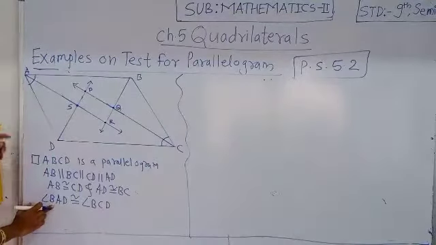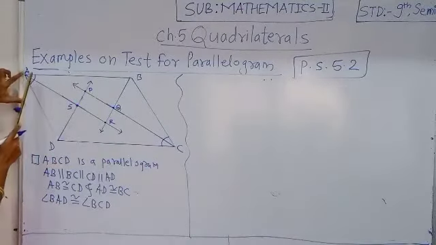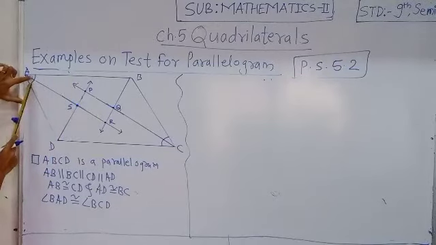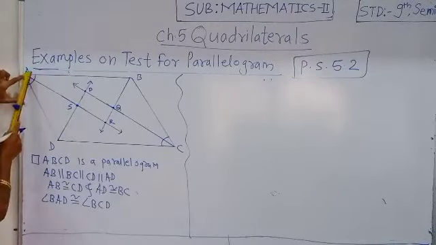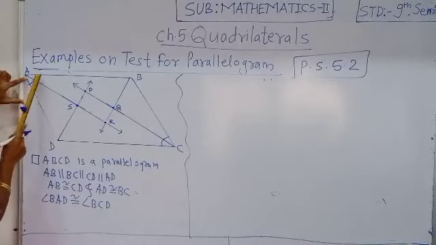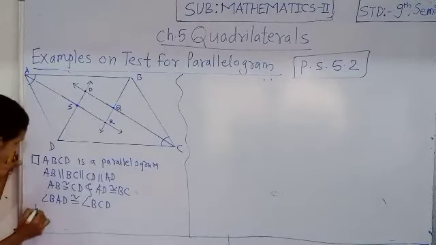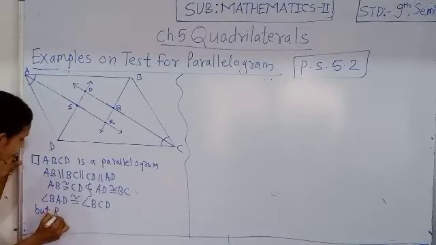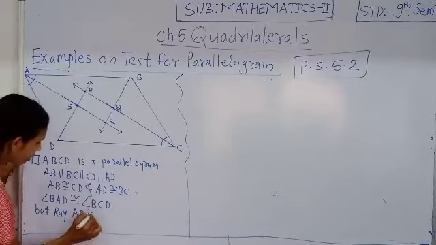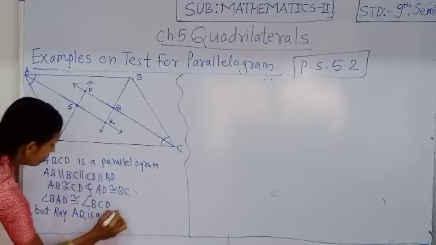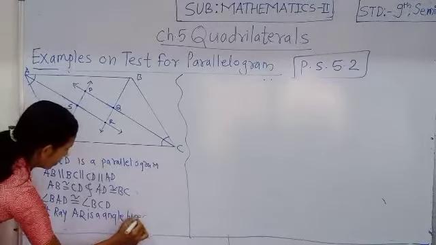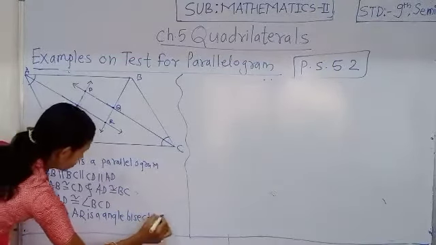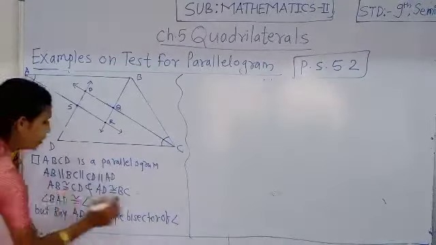Then first of all, considering angle A, ray AR is an angle bisector of angle A. Therefore, because ray AR is an angle bisector of angle BAD.